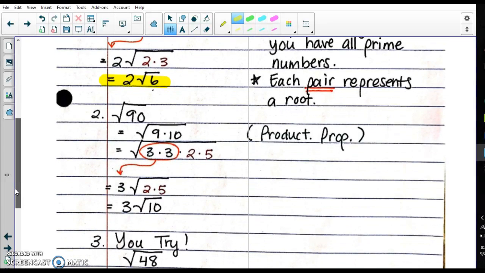All right, so now I have a You Try here for you guys. If you want to try this independently, go ahead and pause the video and try to do the square root of 48.